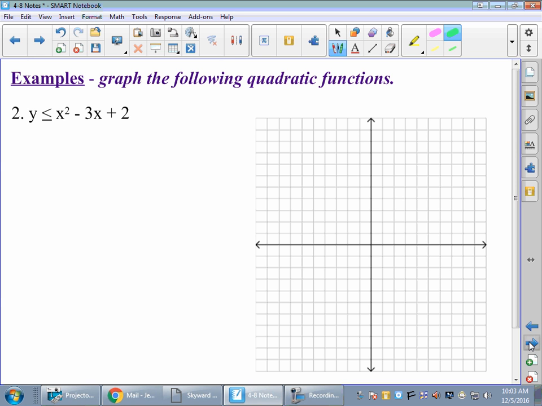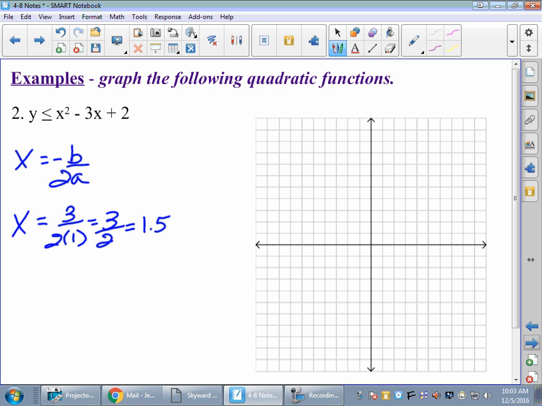In this last example here, y less than or equal to x squared minus 3x plus 2. Okay, I have x is equal to -b over 2a. X is equal to a positive 3 over 2 times 1, which is 3/2, which is 1.5. So that tells me on a graphing calculator that I won't have exact symmetry. I'll have back-to-back symmetry, but I'll have to calculate that y value because remember, halves don't show up in our table of values. So 1.5 something is my vertex.